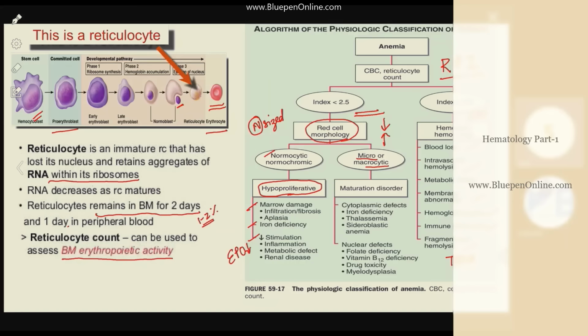On the other hand, micro or macrocytic is because of maturation disorder. So maturation disorder means it can be cytoplasmic or nuclear maturation. Cytoplasmic defects are iron deficiency, thalassemia, and sideroblastic anemia, while nuclear are folate.